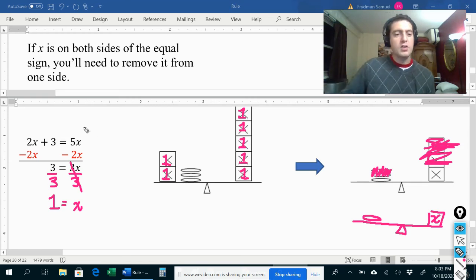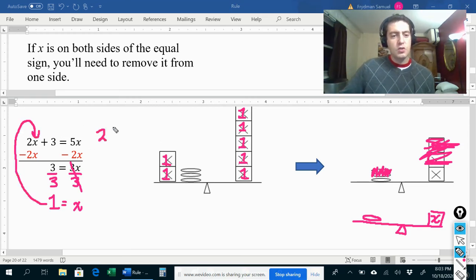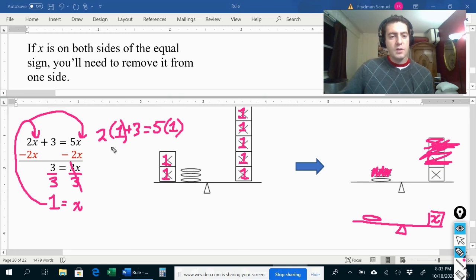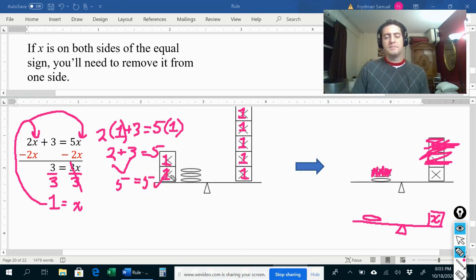We could have checked it also back in the original equation. If I plug this back in here, then I get 2 times 1 plus 3 is equal to 5, and also over here, because I see 2 x's now, it's equal to 5 times 1. Every x is equal to 1. Then I get 2 times 1 is 2, plus 3 is equal to 5 times 1 is 5, and 2 plus 3 is 5. So I get 5 equals 5, which is good. All right.